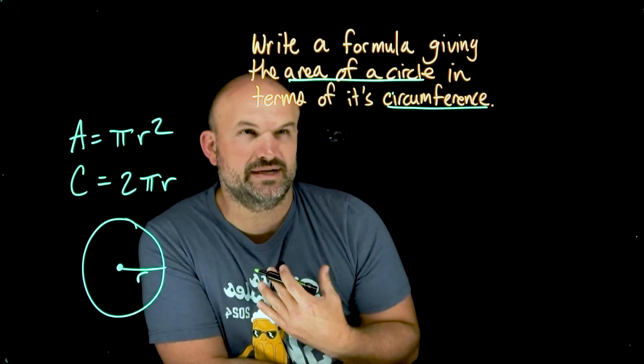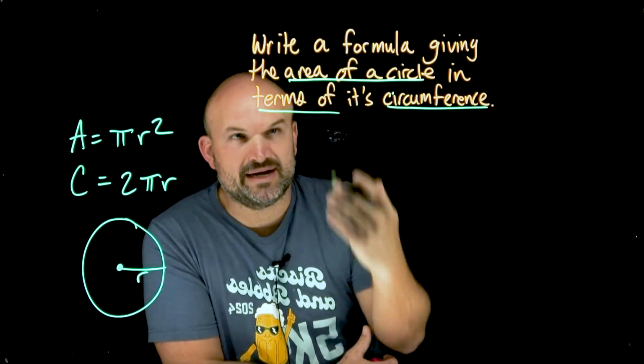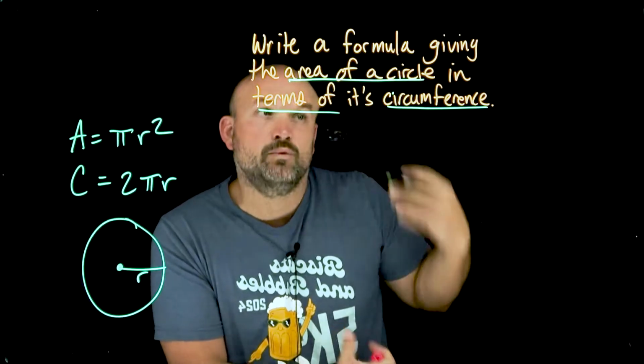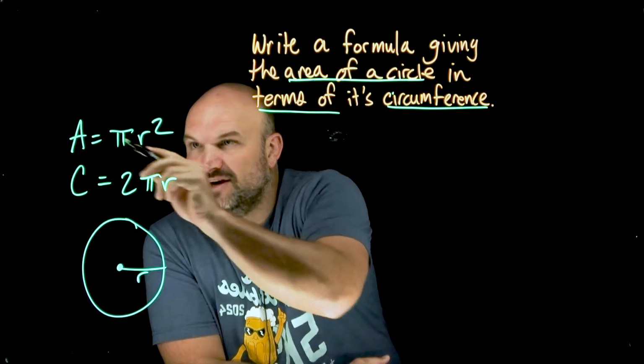The part I think most students find confusing, or at least what confused me when I learned this as a student, was this phrase "in terms of." What exactly does that mean? Well, when it says something in terms of, that means it wants circumference in the formula. So we have circumference equals 2 pi r, and we have area equals pi r squared.